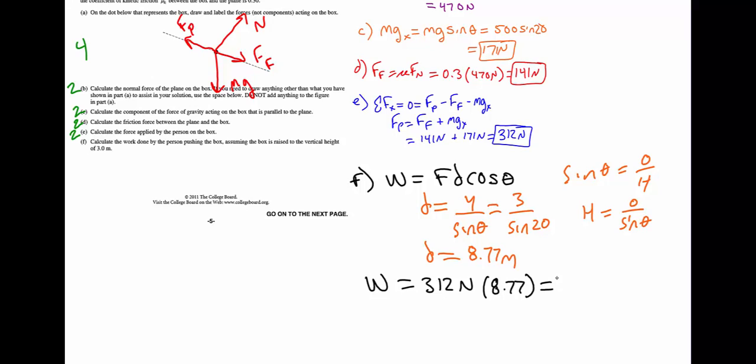To get a final work value of 2,737 joules. And F was also worth 2 points.